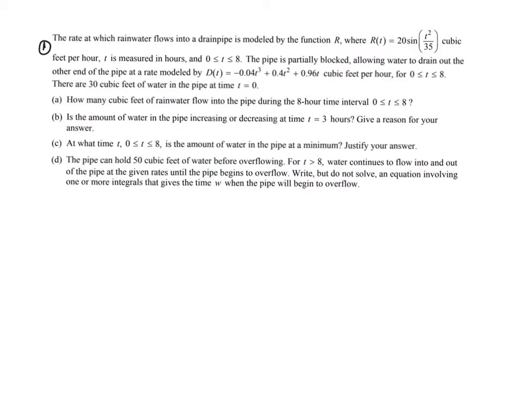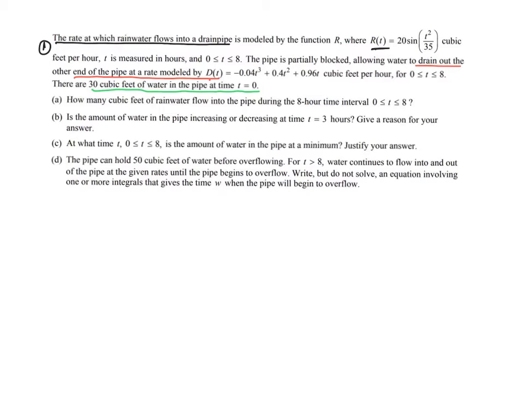So here we have to remember that this is the rate at which rainwater flows into the drain pipe. That's R of T. And the rate at which water drains out of the pipe is modeled by D of T. And notice that they also give us that there were 30 cubic feet of water at time 0. So these are the things that we should focus in on. These are the things that we have to really look at.